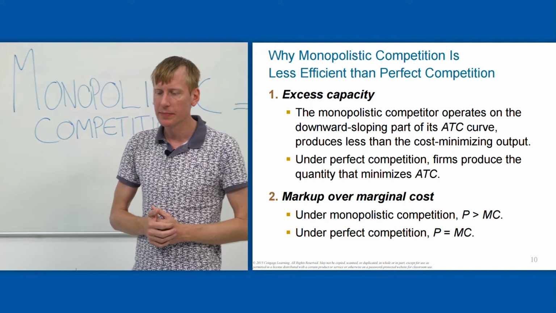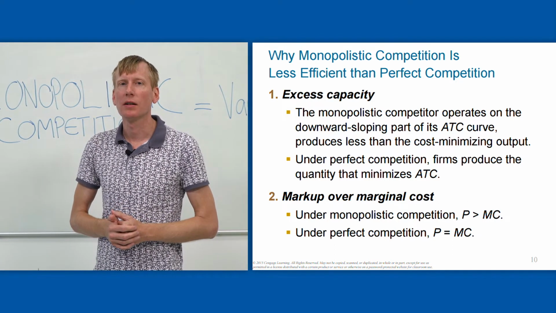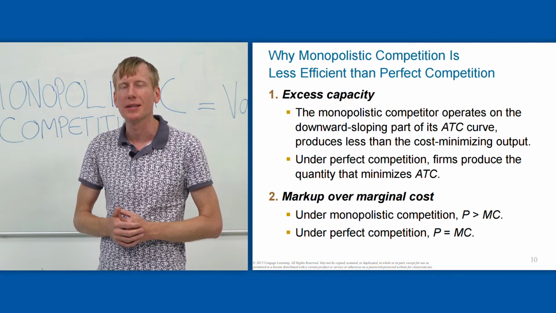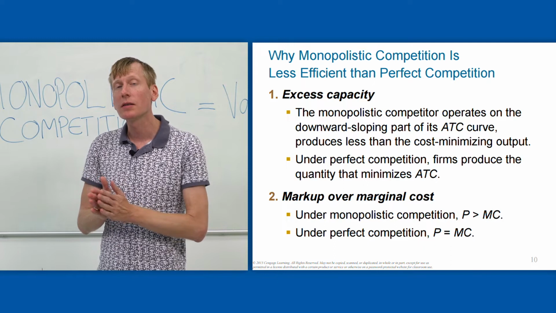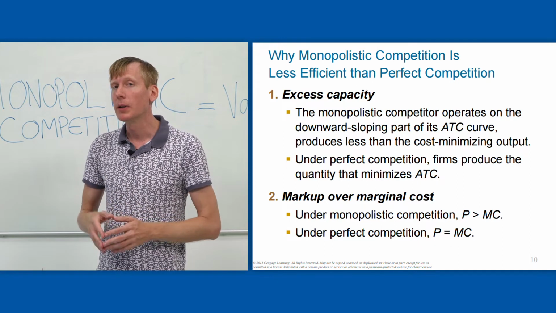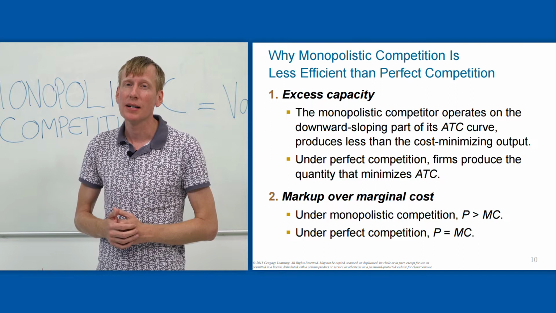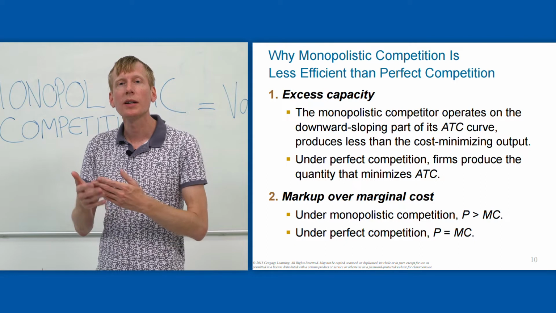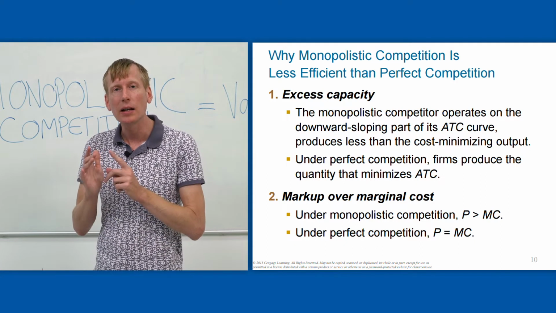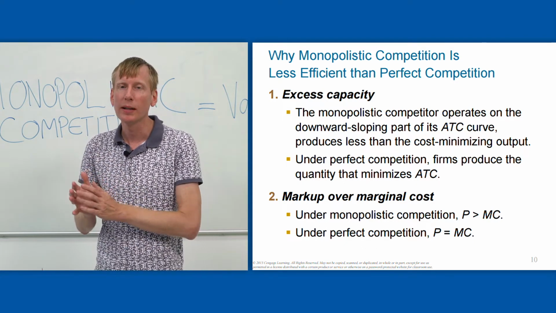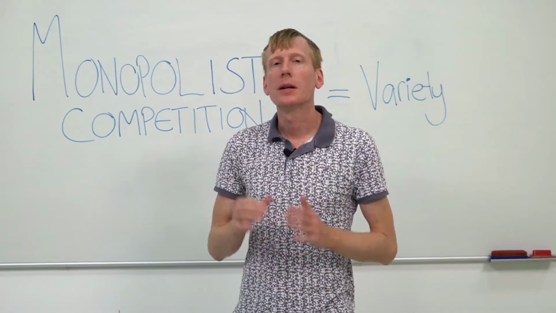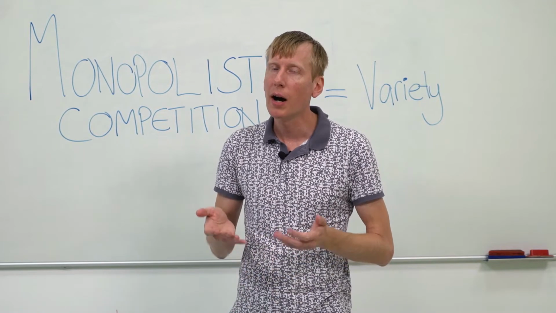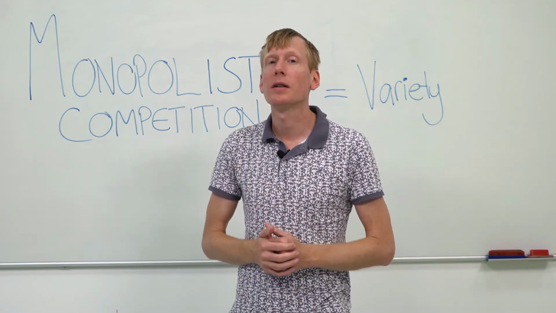What we also have is a markup over marginal cost. This is another term we use to describe the second efficiency problem that comes about because of monopolistically competitive industries. Because the price is greater than marginal cost, there are certain quantities of the good that should be produced but are not produced. Somebody is willing to pay higher than the marginal cost, and yet that good is not produced. The firm is not willing to produce it.